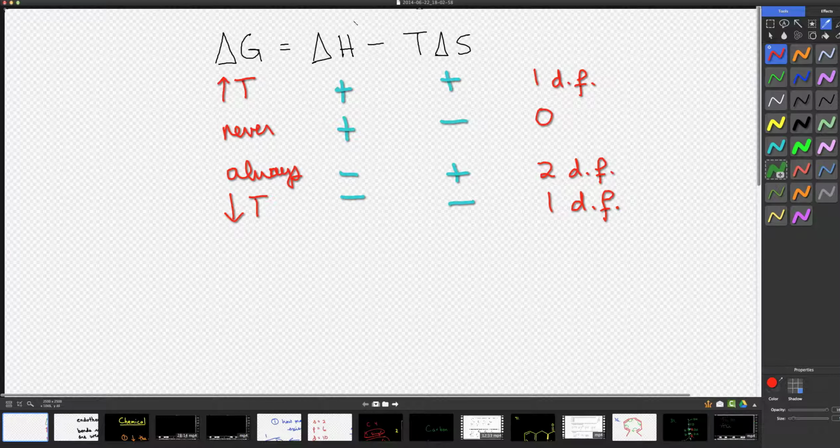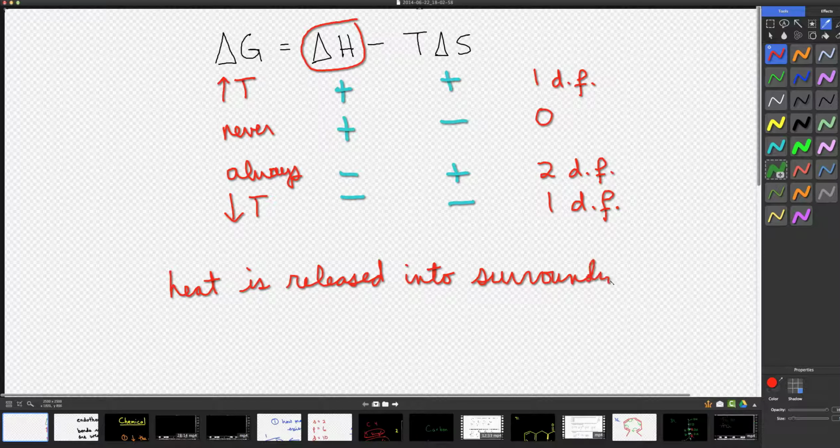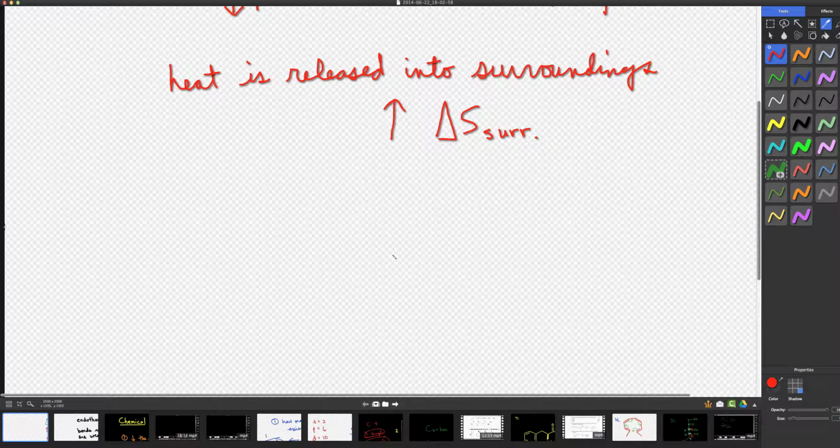Finally, let's look at this term delta H. When heat is released into the surroundings, what this really does is increase the delta S of the surroundings. In other words, the Gibbs free energy equation is ultimately found in the entropic state function. Delta G equals delta S of the surroundings plus delta S of the system.